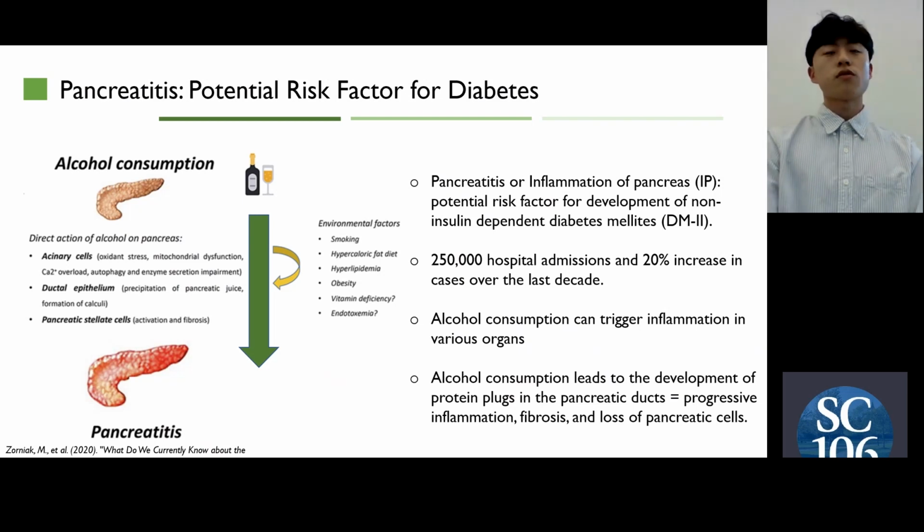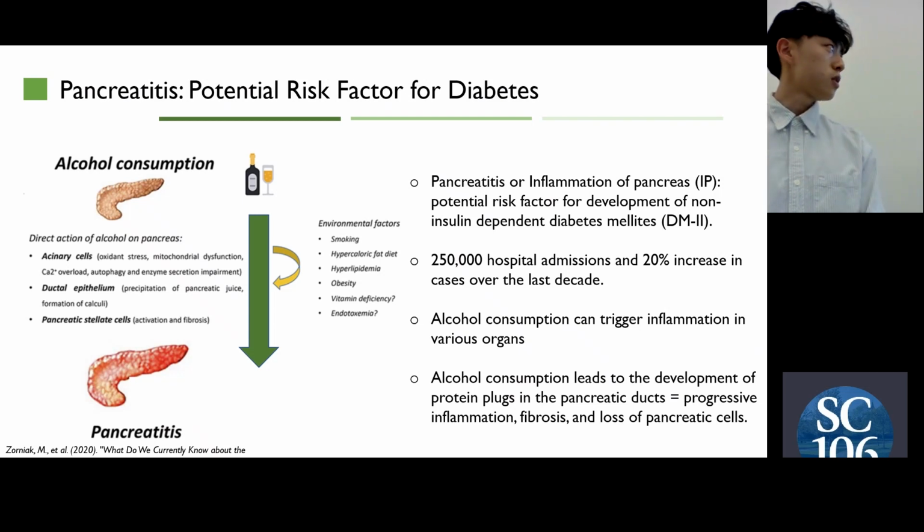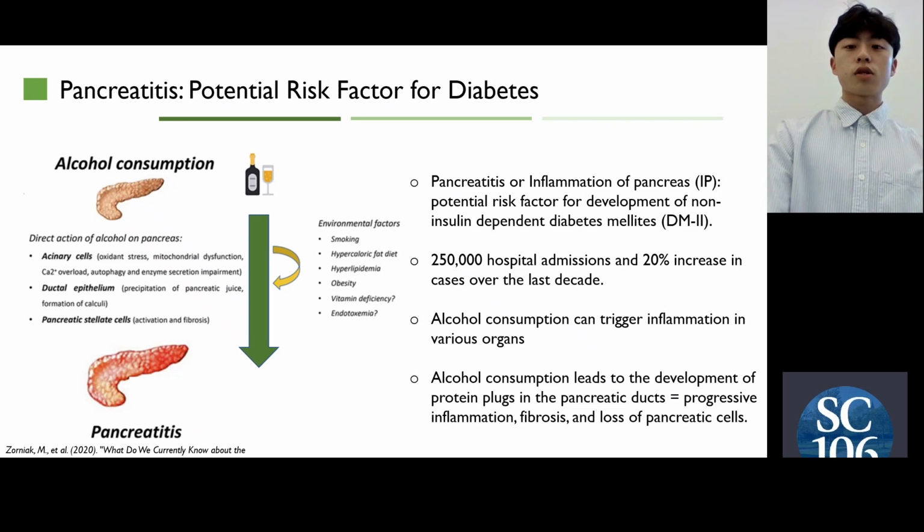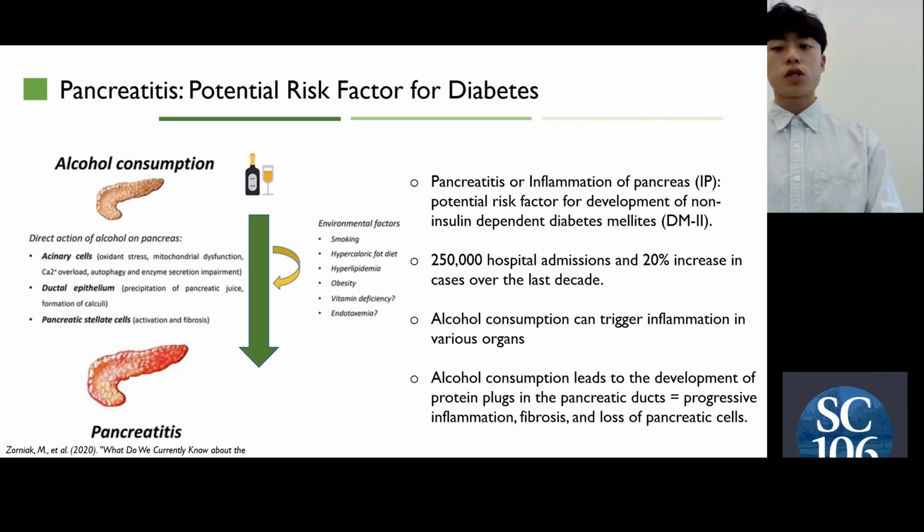Pancreatitis, or the inflammation of the pancreas, is a potential risk factor for the development of diabetes type 2. There are annually about 250,000 hospital cases, and this has been increasing 20% over the last decade. Alcohol consumption can also trigger inflammation in various organs, from the liver to the pancreas. And alcohol consumption can lead to the development of protein plugs, which can result in progressive inflammation, fibrosis, and loss of pancreatic cells.